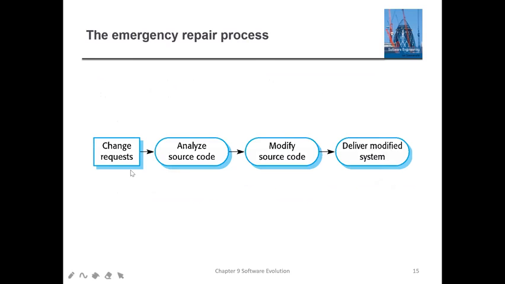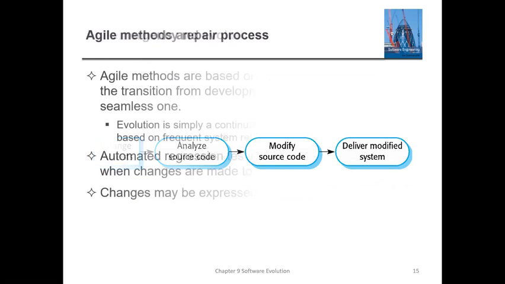First, the change request will come. Then you have to analyze the source code, how we can make the changes in the request. Then you have to modify the source code, and then you just deliver the modified source code. In this way, the emergency source repair process will work out.